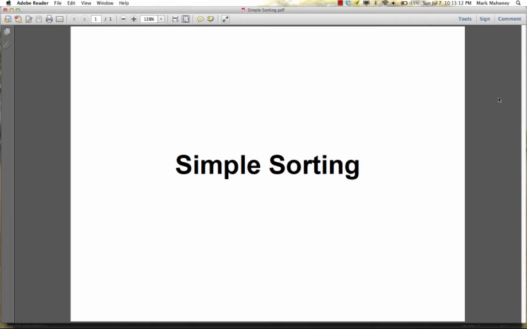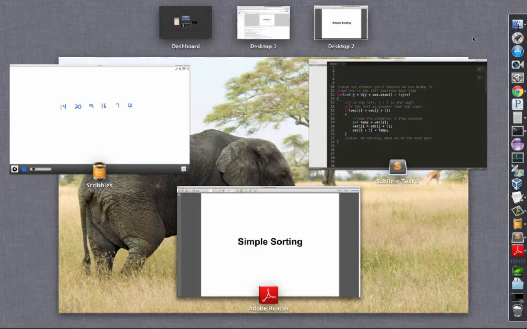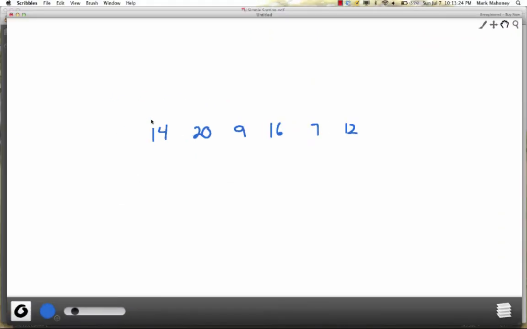Okay, next we're going to talk about how to sort some data in a collection. Whether that collection is an array or a vector doesn't matter. The algorithms are the same. Okay, so imagine someone gave you a set of index cards with a bunch of numbers on them, perhaps these numbers, and they asked you to sort them.